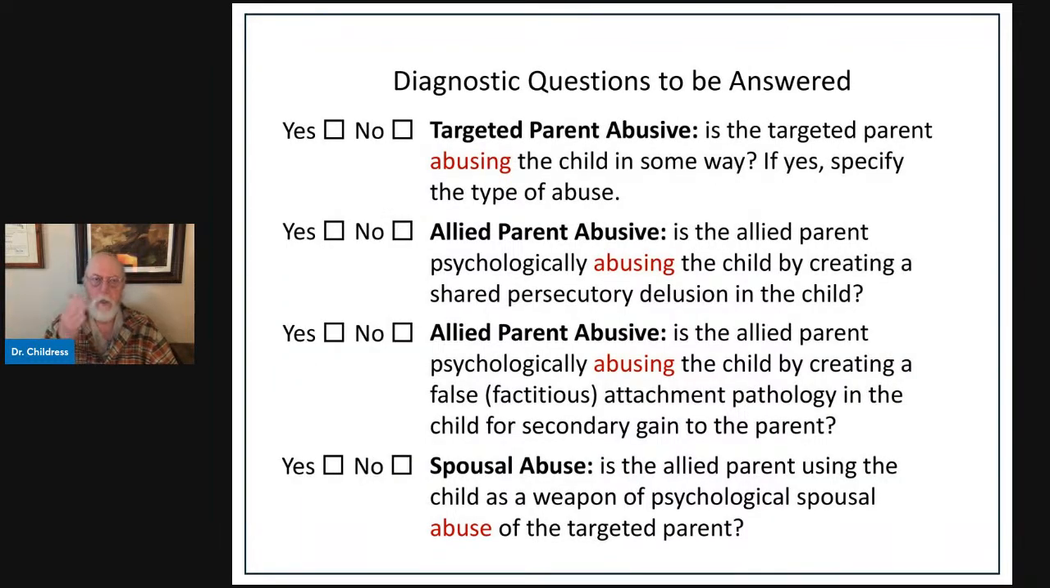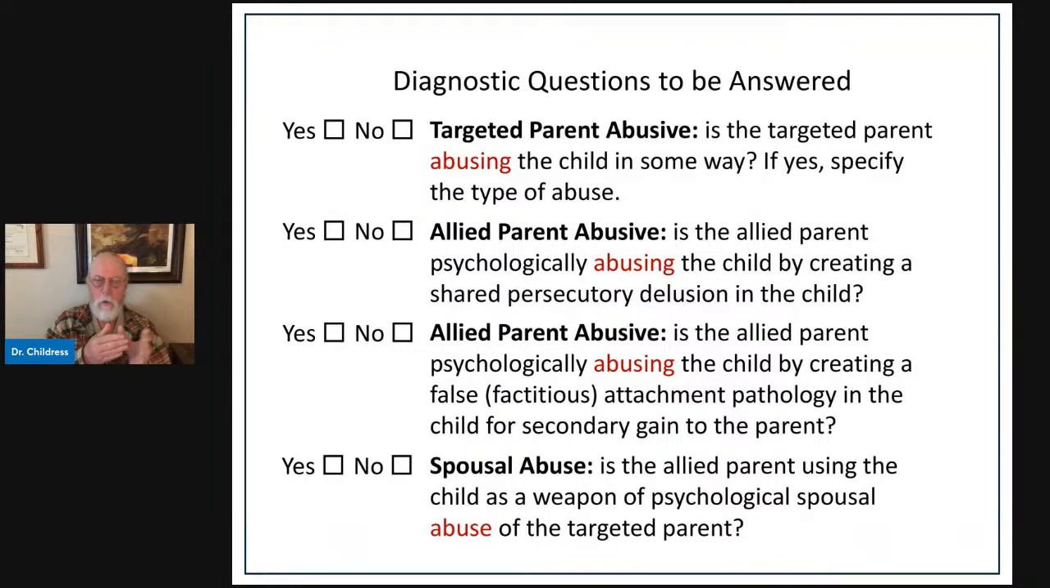And here are the 4 questions that the court should always be getting back from the mental health provider. These are the 4 questions the court needs answered. These are the 4 questions that I, as a second opinion doctor, need answered for the treatment plan. The first: is the targeted parent abusive? Is the targeted parent abusing the child in some way, creating the child's attachment pathology towards that parent? If yes, specify the type of abuse. The second question: is the allied parent abusive? Is the allied parent psychologically abusing the child by creating a shared persecutory delusion in the child?